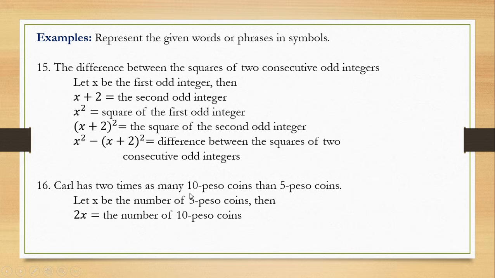And then last, we have Carl has 2 times as many 10 peso coins as 5 peso coins. So let x be the number of 5 peso coins. And it says twice as many, so we have 2x as the number of 10 peso coins.